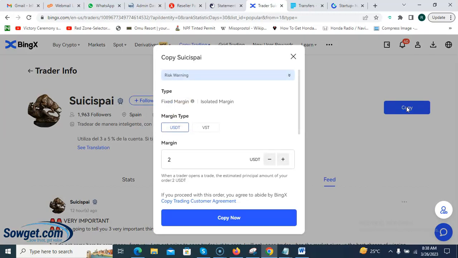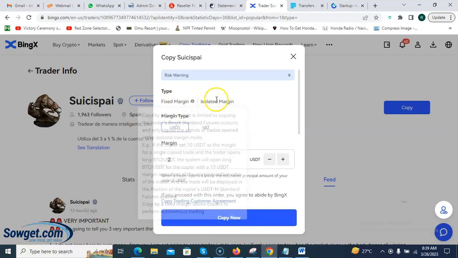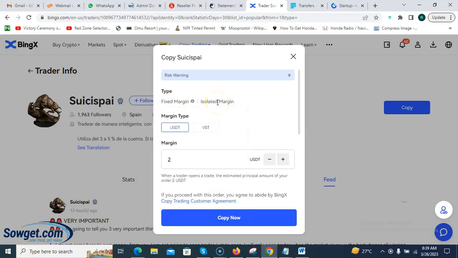All right, you can see I've clicked on copy now. Before we copy, there are some important settings you must use before you copy a particular trader. This trader is using fixed margin and isolated margin. There are other traders that you will notice are using cross margin. You want to consider that when it comes to your future trading: whether you should copy a trader who uses cross margin or one who uses isolated margin. But for me, I'm always okay with copying a trader that uses isolated margin.